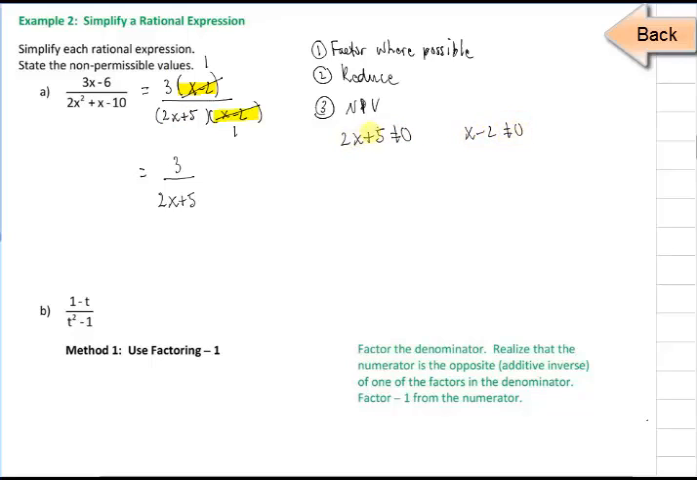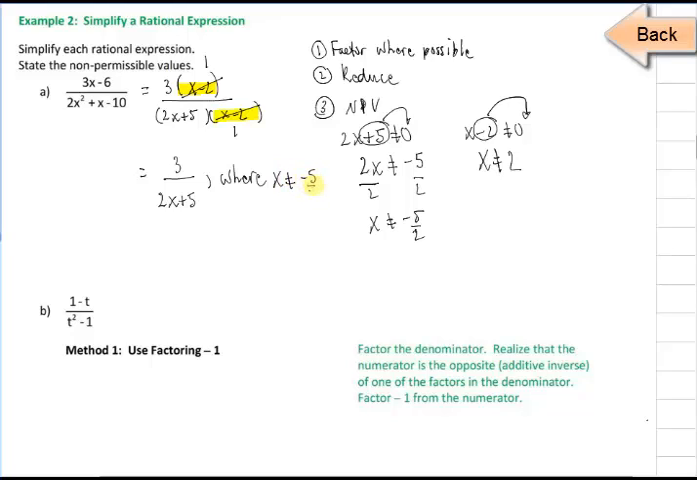So on the first one, we're going to isolate x. We bring the positive 5 over to the right. It becomes negative. Divide by 2, and so you find that x cannot be equal to negative 5 over 2. And on the second one, you're going to bring the negative 2 over. It becomes positive, and so you find that x cannot be equal to 2. And so we finish writing our answer as 3 over 2x plus 5, where x cannot equal negative 5 over 2 and 2.